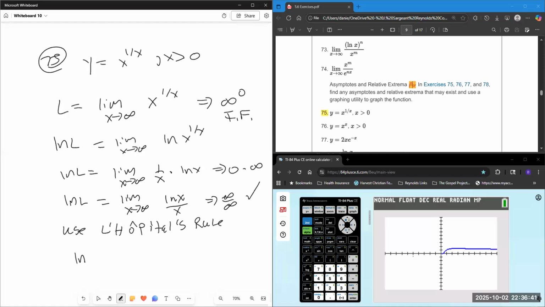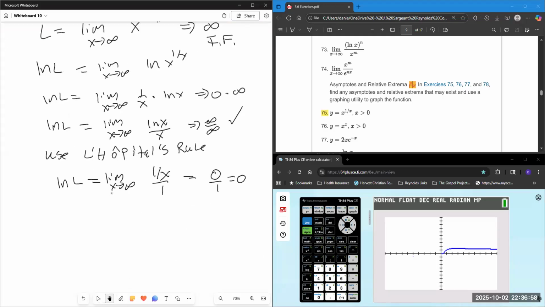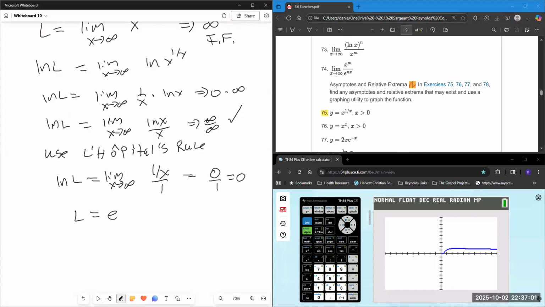So ln of capital L is equal to the limit as x goes to infinity, 1 over x over 1, which is equal to 0 over 1, which is 0. So L is equal to e to the 0, which is 1. So the limit as x goes to infinity of x to the 1 over x is equal to 1. And I can show you that that is true here.